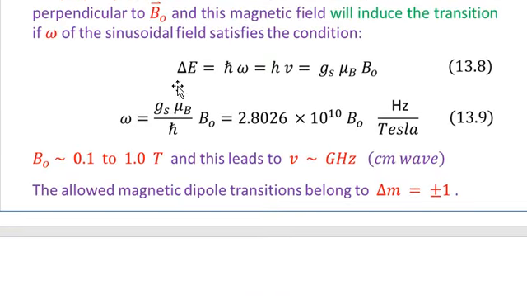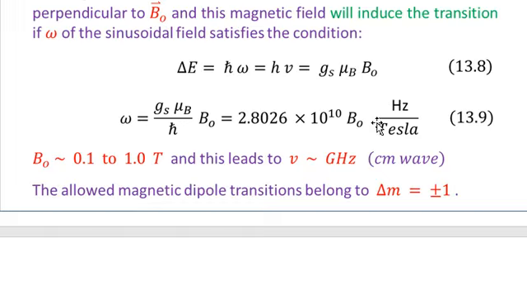So this is a very important condition, that is omega is equal to Gs into μB over h bar into B naught, as shown in equation number 9. Only when this condition is satisfied will the transition occur between the two states labeled with the spin magnetic quantum number Ms. And you know that Ms has only two values in our case, so only two levels are present. If you put the values of Gs μB over h bar in equation number 9, you get the numerical value 2.8026 into 10 to the power 10 times B naught.